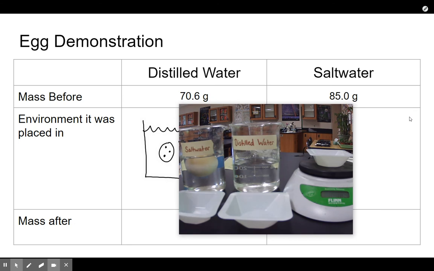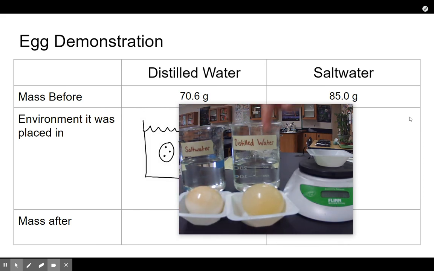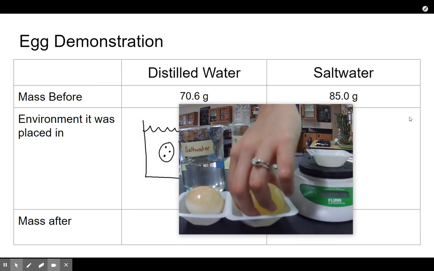Think back to the predictions you made at the beginning and what you expect to see happening in here. You can also just take a look and make some observations about these eggs right at the beginning. Do you notice any differences between the one that was in the distilled water, that's this one, and the one that was in the salt water? I'm going to take the mass of each of these now to see if that has changed.